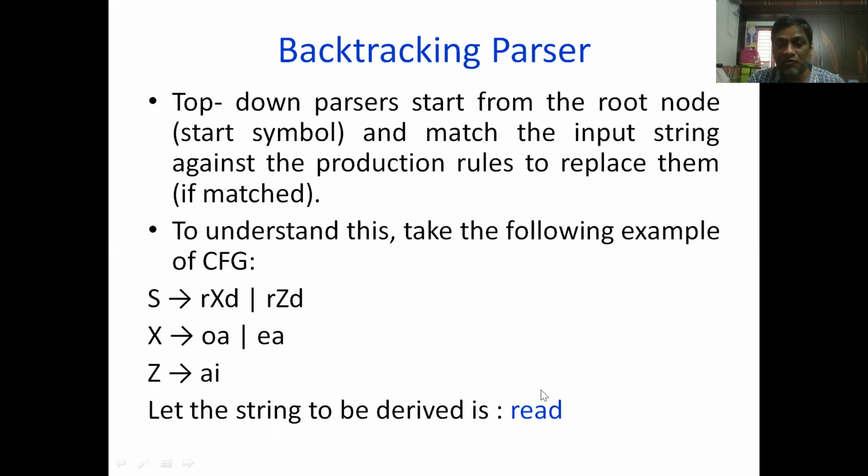So the backtracking parser forwards its pointer to A now, and again it already substituted EA. A is matched with A, and it forwards this pointer to D. And in the first substitution itself, D is already there, so D is also matched. Therefore, the string read is generated by the grammar starting with the capital S. Therefore, the string belongs to the corresponding language. So it identifies like that.